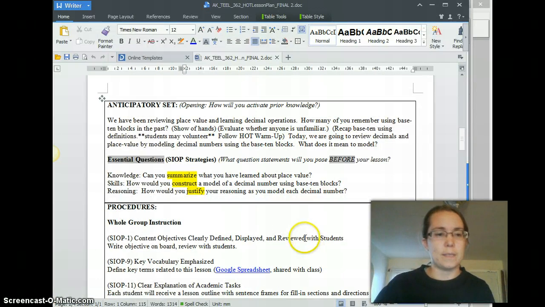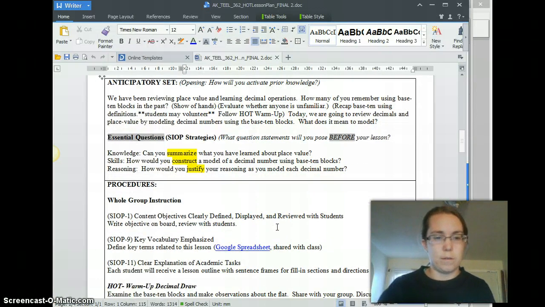Also, before the class, I shared their content objectives, which was the 5 MBT3, and I explained to them that we were going to be reviewing place value and decimal numbers.